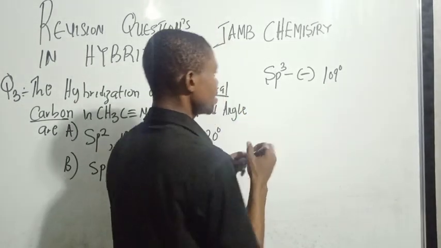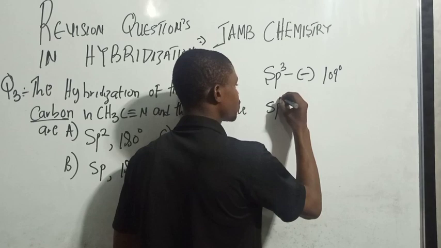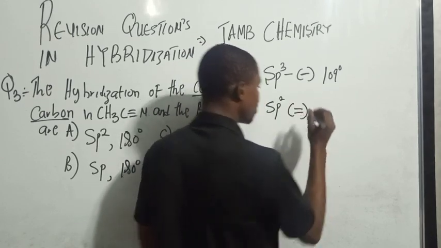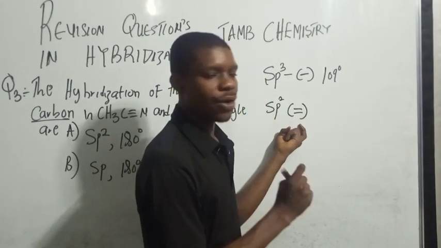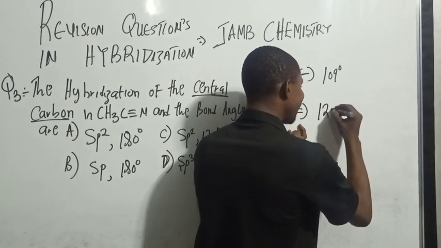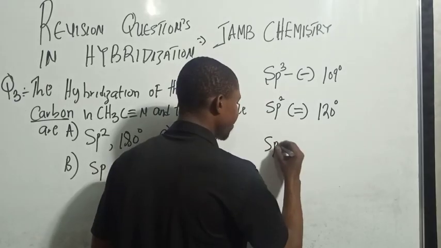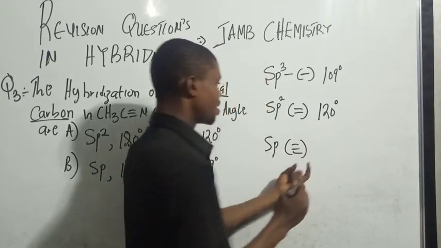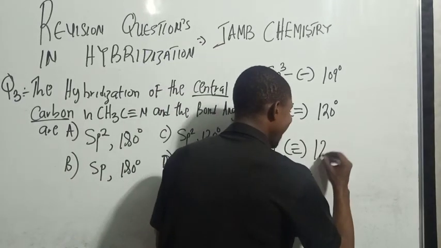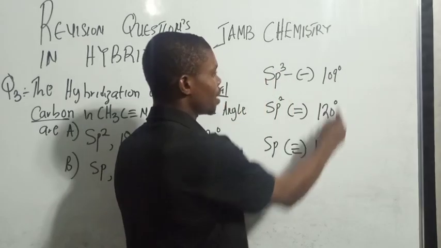Now, in sp2, what should come to mind is the double bond here. The bond angle is 120 degrees. Then for sp, which is a triple bond, the bond angle is 180 degrees. So you need to understand this one here.